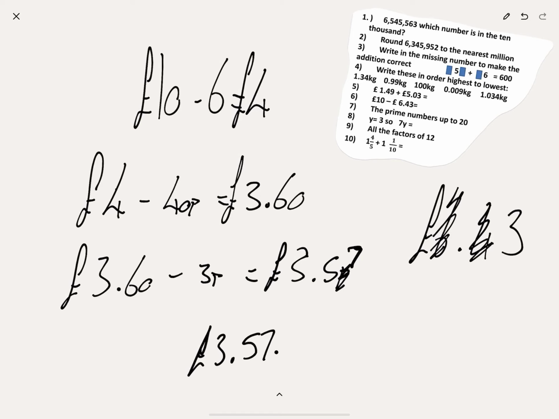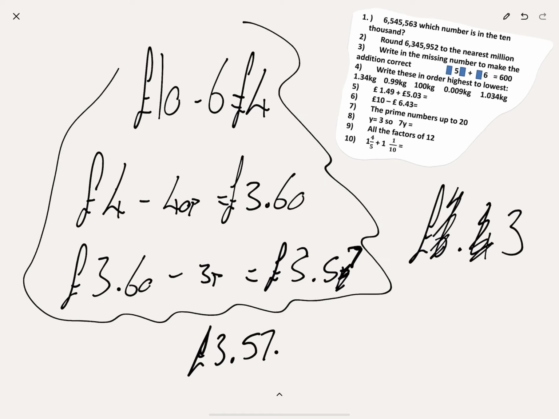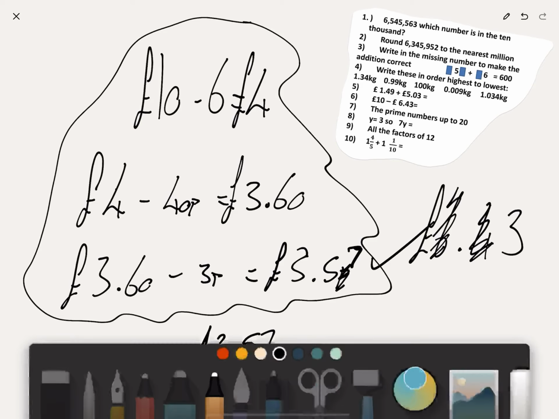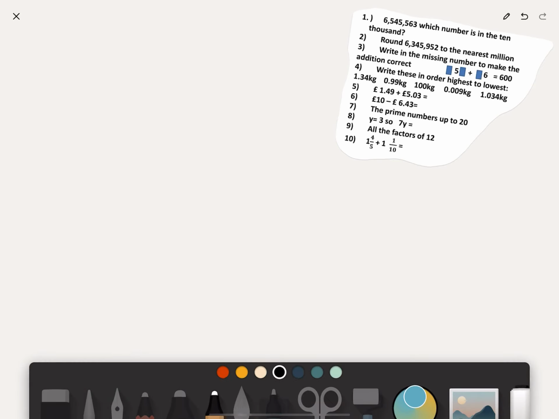£3.57. Now, you don't need to have done all this writing. You can just do it in big jumps. I mean, you can do 10 subtract 6, and then hopefully 4 subtract 40 all in your head. And I'd hope you can do this one as well. But it's just to show you the method there. Okay, it doesn't need all that writing, because some of you might be thinking that's a slower method now. It's not, because I don't need to have written all that. They're all mental calculations, just to show you.